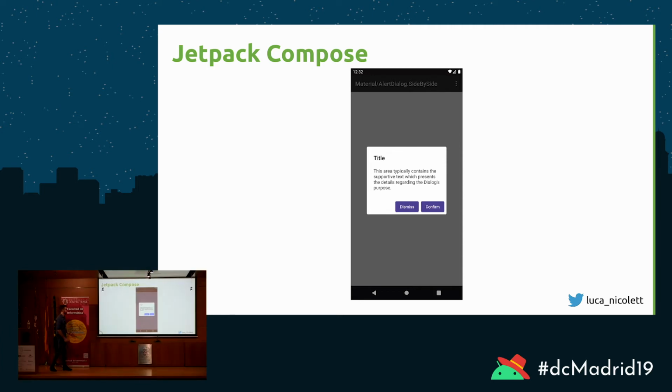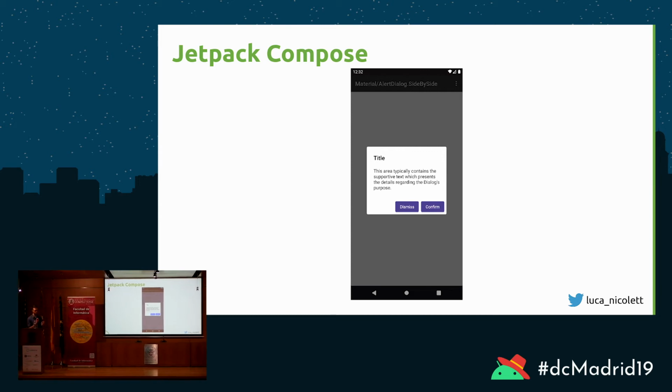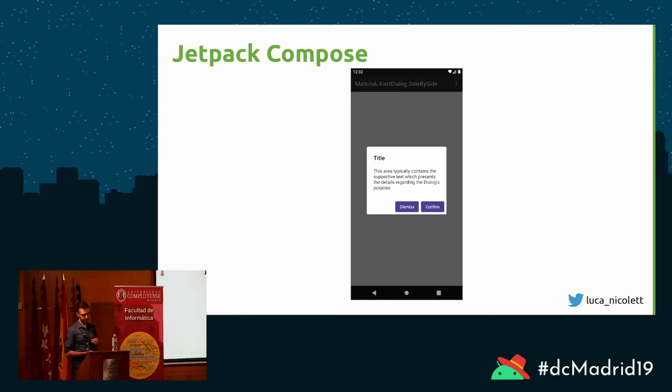Now, dialogues. There are a few reasons why I'm talking about dialogues today. The main reason is that it uses a lot of lifecycle events in the new Jetpack Compose way. And also, it's kind of an edge case for Jetpack Compose.